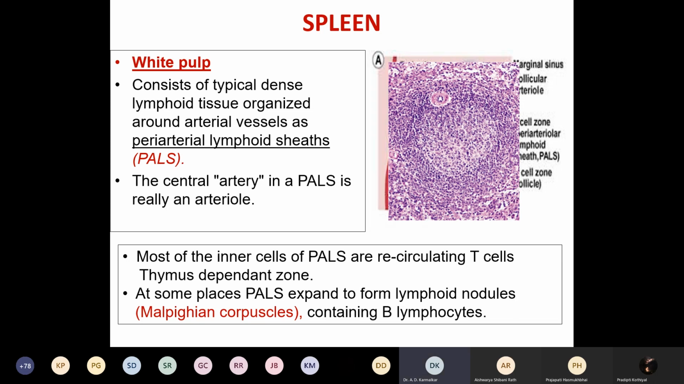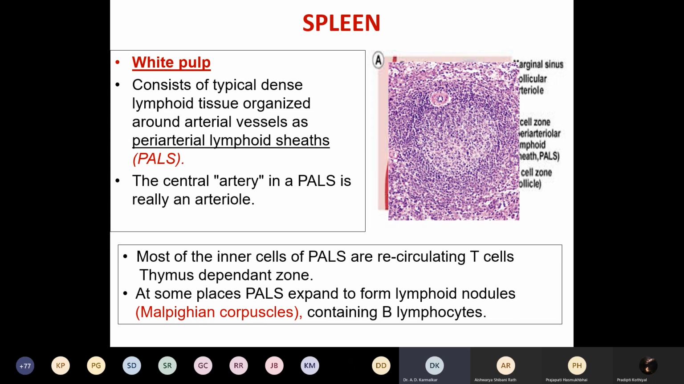See the diagram. You can see these are the arteries. These are called marginal arteries, and then there is a central artery. It is surrounded by T lymphocytes. It is the area where T lymphocytes are most abundant. Then it will send the follicular artery, the trabecular artery, central artery, and these are again surrounded with T lymphocytes, and held together they form the white pulp.